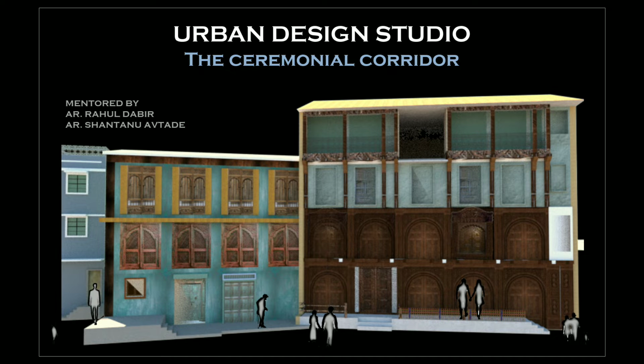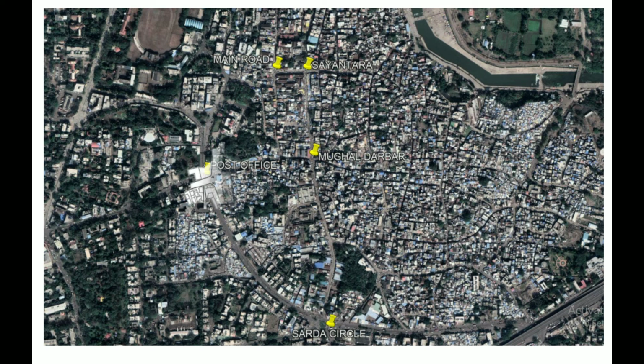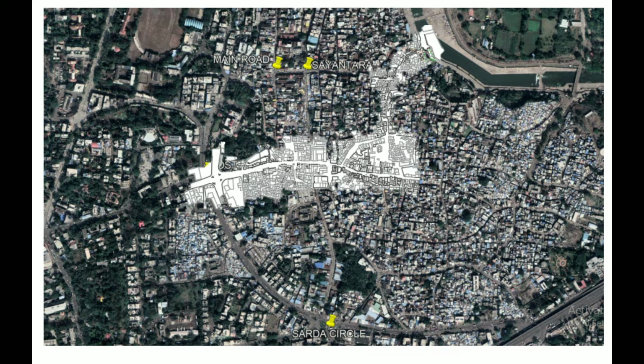Greetings to all. We are students of group number 1 presenting our urban design studio project, mentored by Sir Rahul Dabir and Sir Shantanu Avtade, based on the theme Ceremonial Corridor. This layer includes a study of the area from GPO Circle to Nav Darwaza.